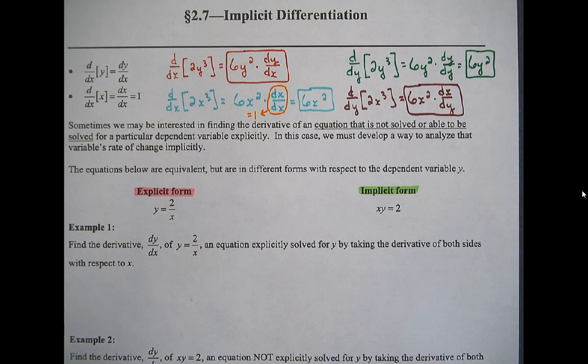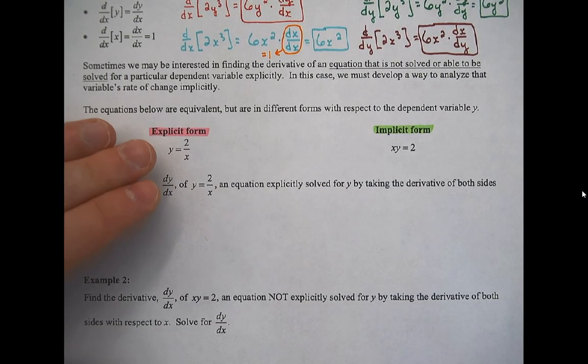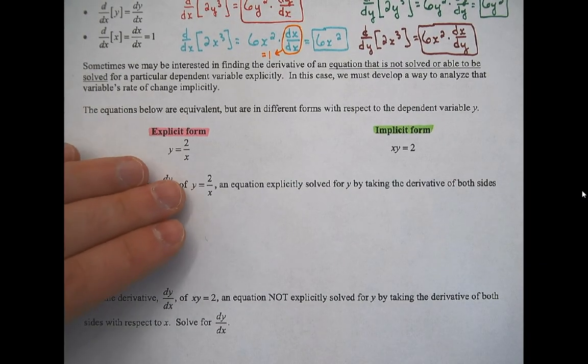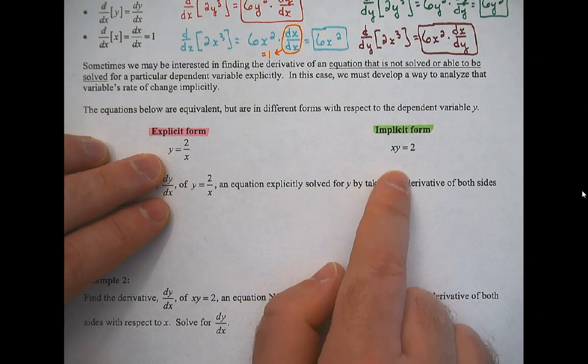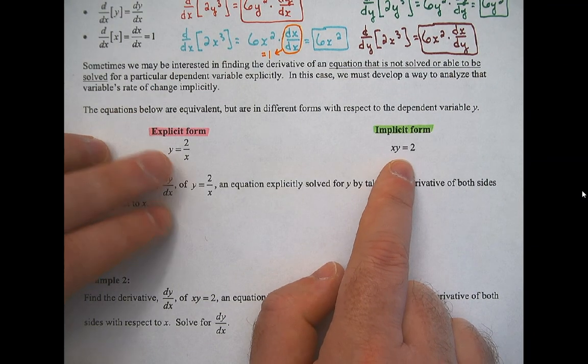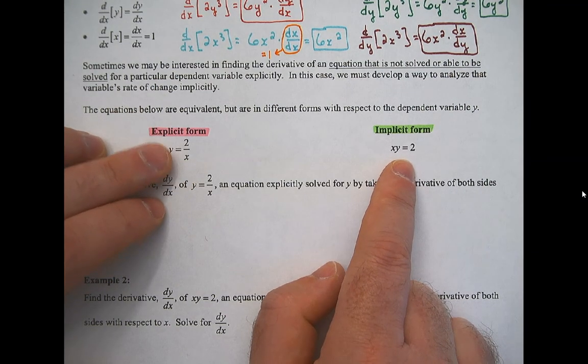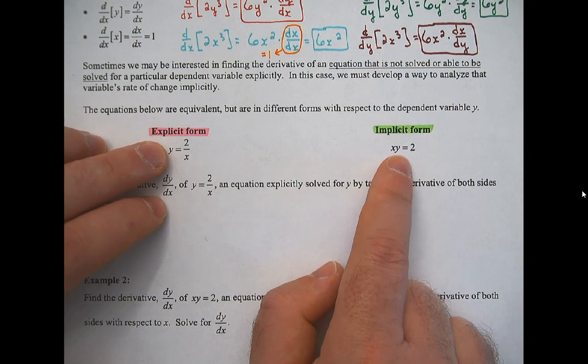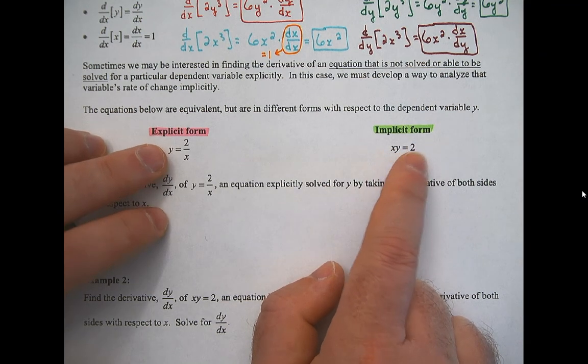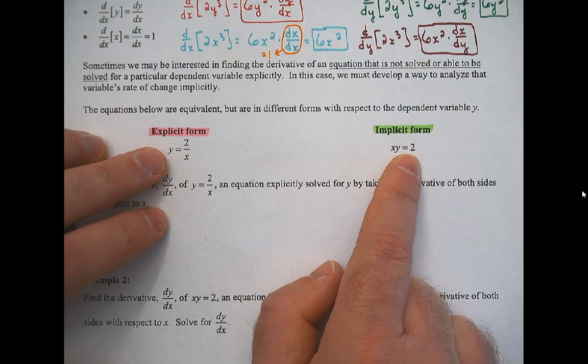So what we're going to do in our first two examples is show you the difference between how to find the derivative of an explicit scenario and an implicit one. First of all, do you guys notice these are the same? If I multiply by x, I get xy equals 2. If I divide this one by x on both sides, I get y equals 2 over x. These are the same equations from a different perspective.